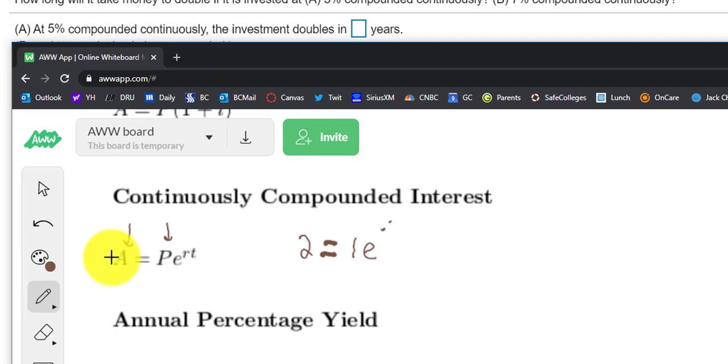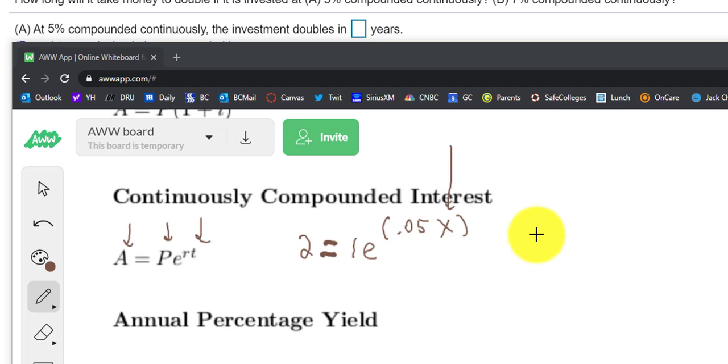The thing that we don't know is the time. I'll use the letter X for time. Let's see if I can write that a little neater. I'm writing on a stylus that's a little rough. So again, my R was 0.05 times X, right? Because the time is what we don't know, right? The question says how long. So I have to solve for X.